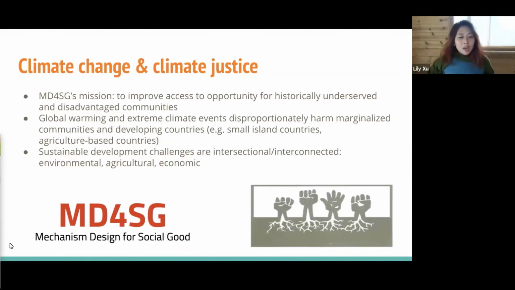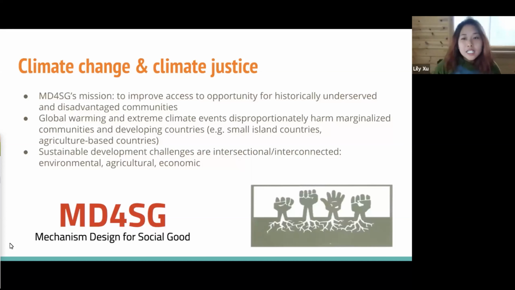So first, let's look at climate change and climate justice specifically. So the mission of MD4SG is to improve access to opportunity for historically underserved and disadvantaged communities. And first looking at the statement, it might not seem that environment is directly related to this mission, but upon greater examination, it truly is at the heart of this mission.